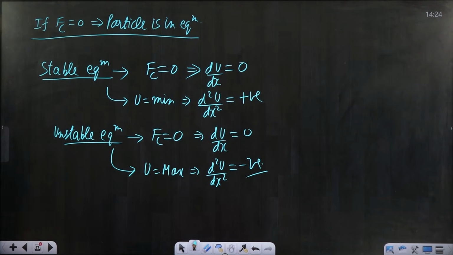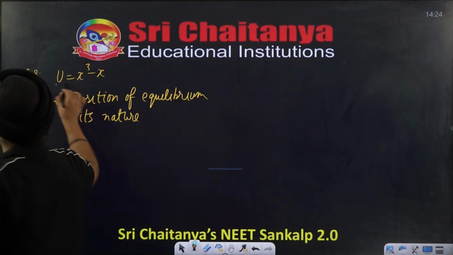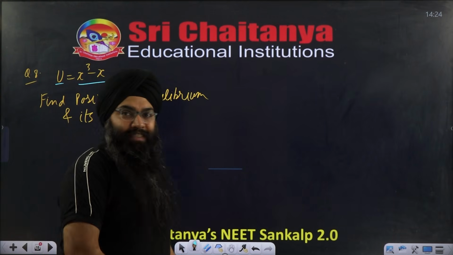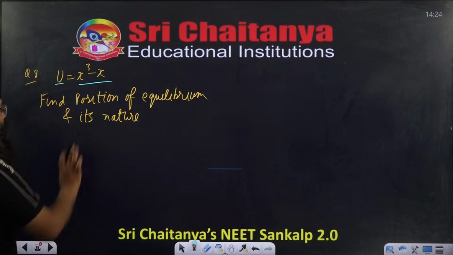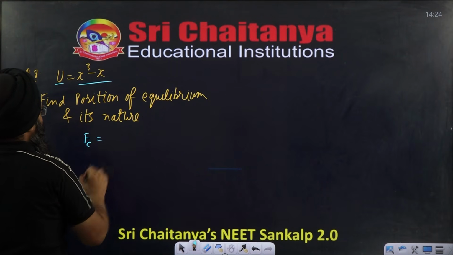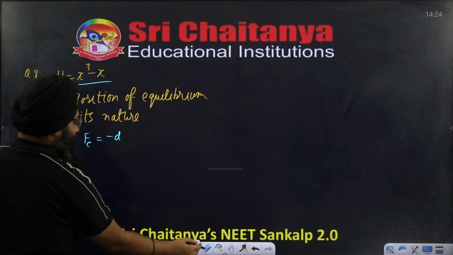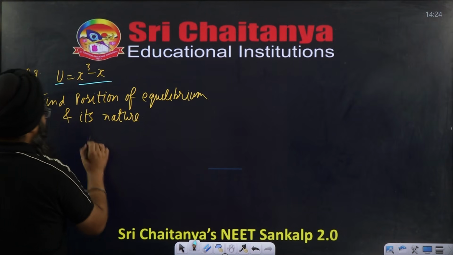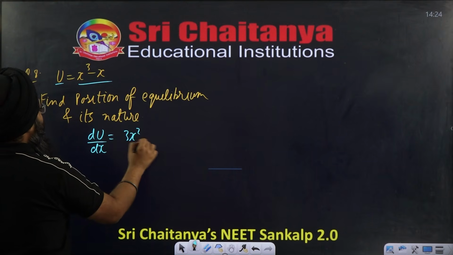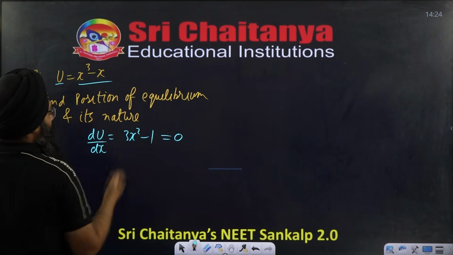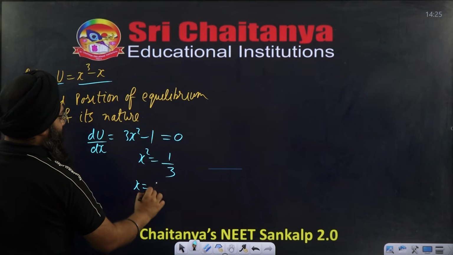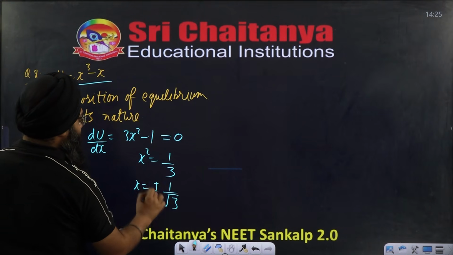Please copy it down and let's discuss one question. Potential energy is given by x cube minus x and they are asking you the position of equilibrium and the nature of equilibrium. The same question which I told. How will you do it? Very simple. First you will find conservative force. Conservative force will be minus dU by dx, or directly you can find dU by dx and put it equal to 0. So dU by dx will be equal to 3x square minus 1, which should be equal to 0. So x square is equal to 1 by 3. x will be equal to plus minus 1 by root 3.